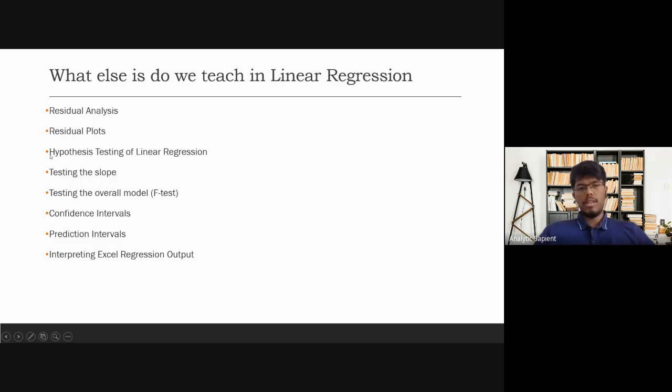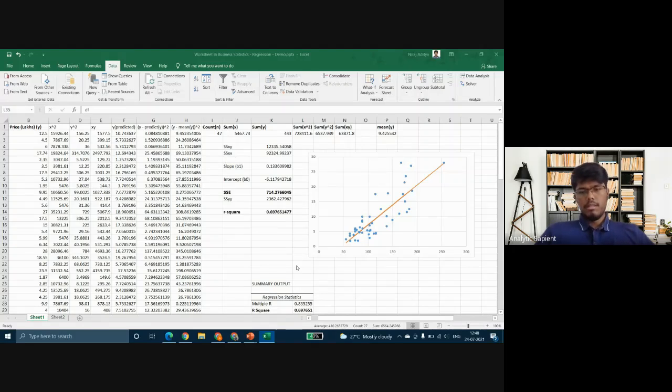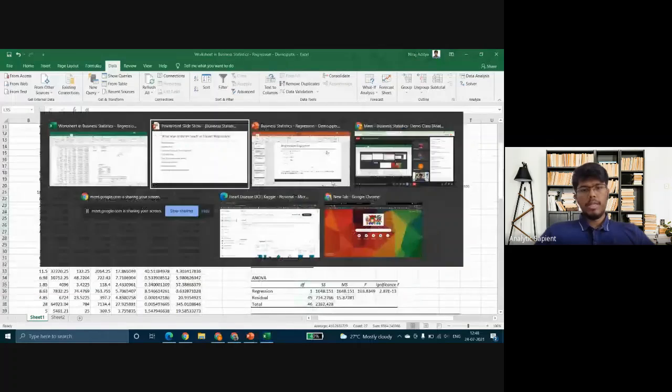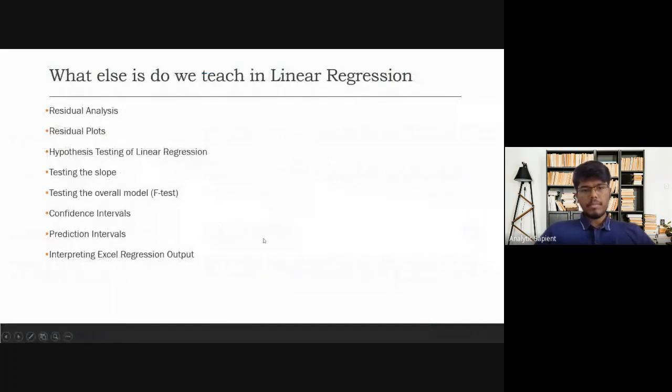Hypothesis testing of the linear regression. You must have heard of hypothesis testing for mean and variance, but we'll do it for linear regression as well. Testing the slope, and testing the overall model, which is the F test. Also doing prediction intervals, where we predict at 95% confidence, etc. Also interpreting the Excel regression output, what all these terminologies are. That would also be explained in the main classes.